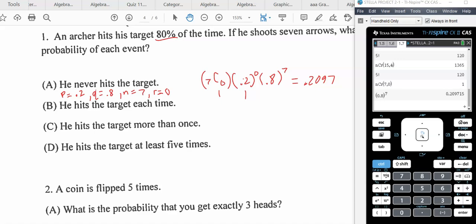He hits the target each time. So this time we want to hit the target. So P equals 0.8, trying to hit the target. Q is 0.2, that's not hitting. N is 7, and he wants to do this every single time, so R is 7. So then you would type it in your calculator, you would say 7 choose 7, times 0.8 to the 7th, times 0.2 to the 0.